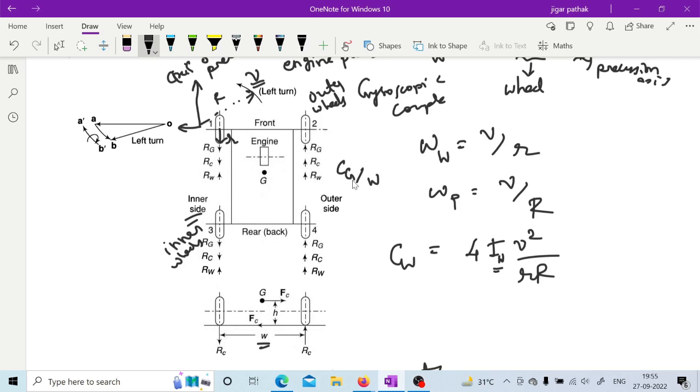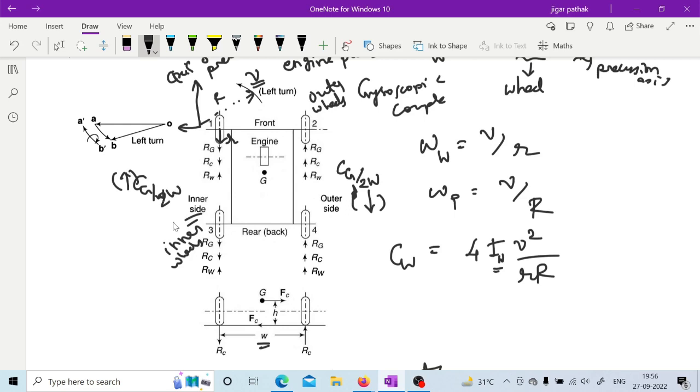And if it is acting downwards on the outer wheels, then it must be acting upwards on the inner wheel side. So here Cg by W is downwards, let me put simply this sign, right? And on this side it is Cg by W upwards on the inner side. Again it is divided between two wheels, so on each wheel I can write Cg by 2W, and here also Cg by 2W, right?